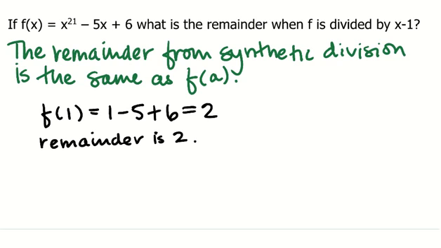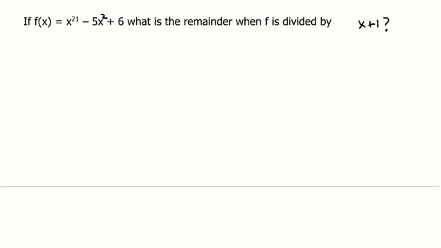The other thing, what if I asked when it was divided by x plus 1? So if I change this question, we've got another one. It's pretty much the same question, but I decided to switch up the numbers a little bit. What's the remainder when you divide x to the 21 minus 5x squared plus 6 by x plus 1?